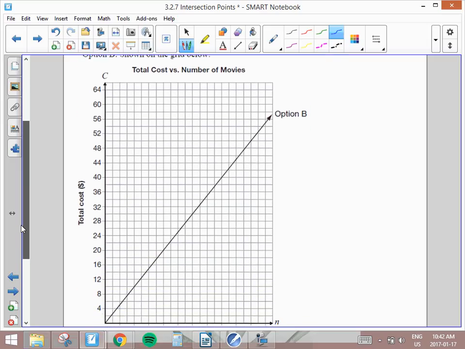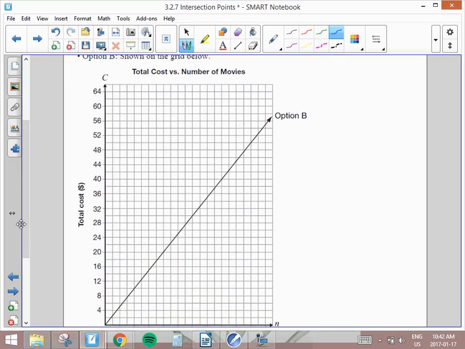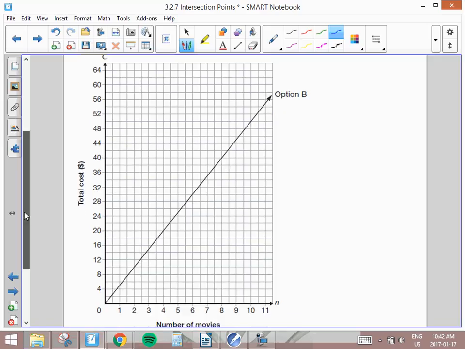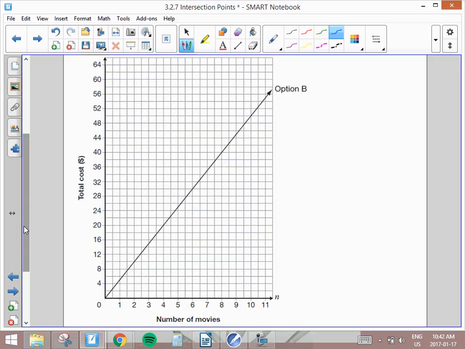So we can see here that they've graphed the total cost on the y-axis or the dependent axis, and it depends on the number of movies. So number of movies is on the x-axis at the bottom, or our independent axis. And here I can see that option B is actually a direct variation because it goes through the point 0, 0, or the origin.